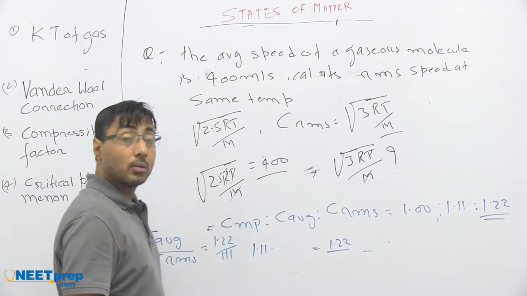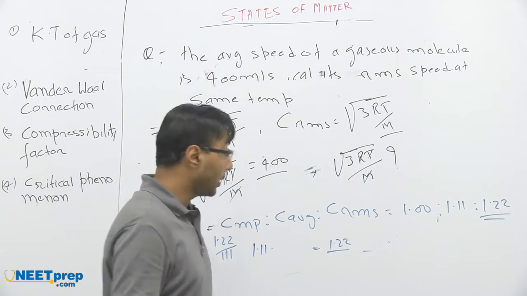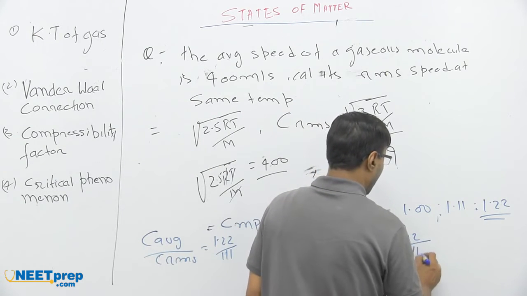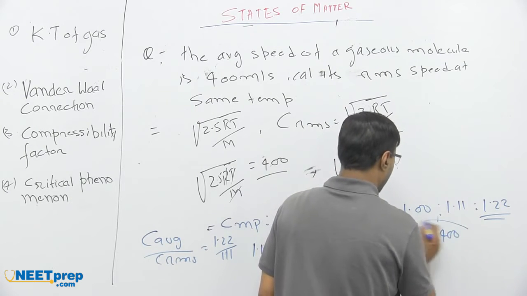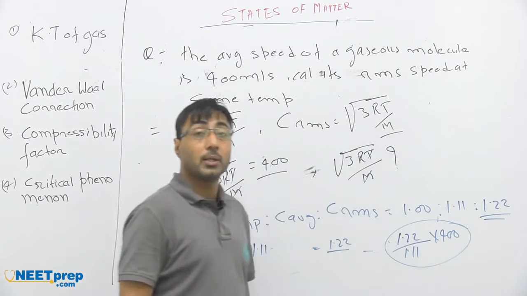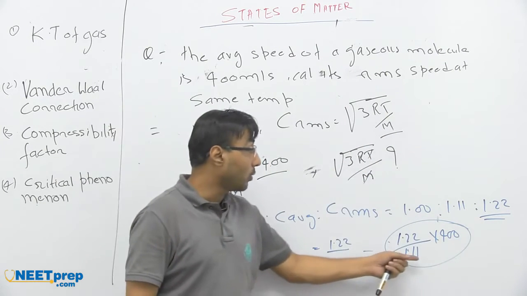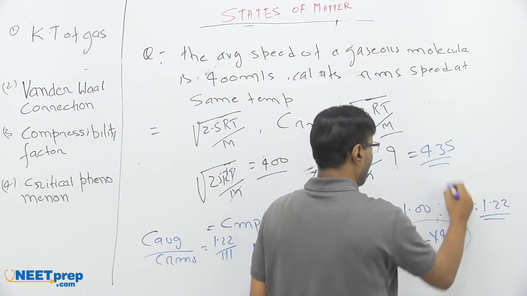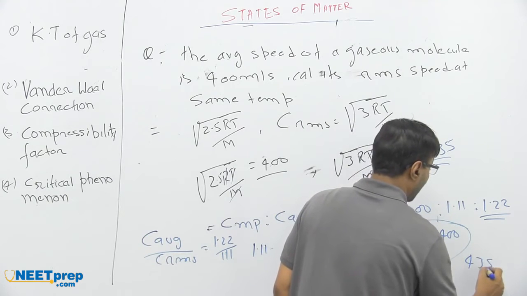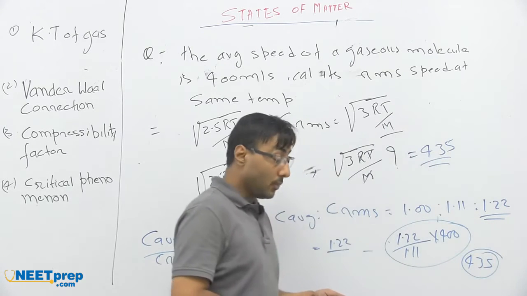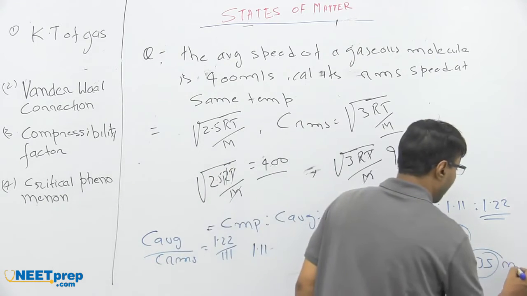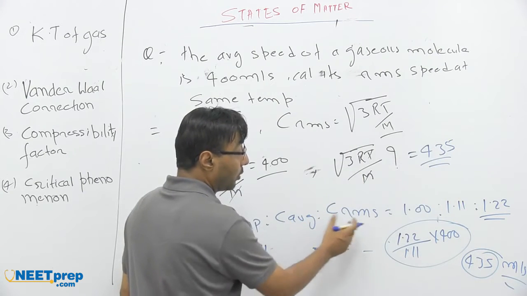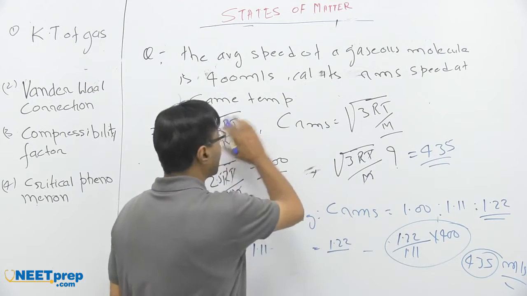We need to find out C RMS. So what we will do? 1.22 by 1.11 into 400. 400 is the average speed. From here also the value will come around 435 meter per second.